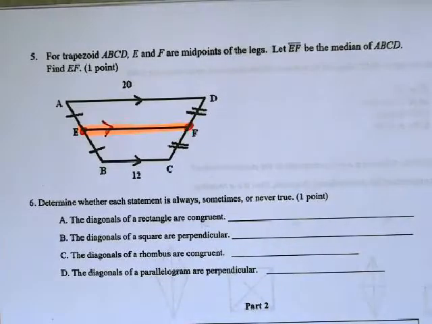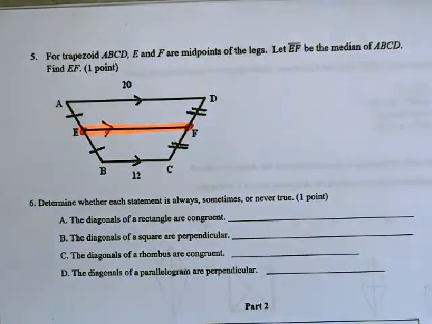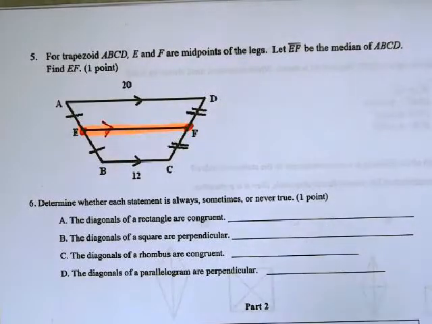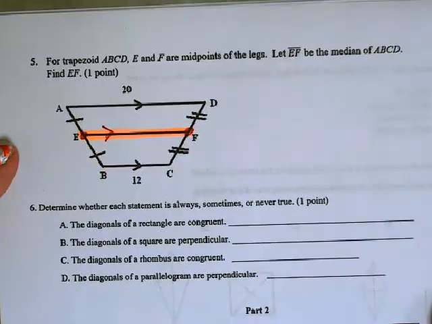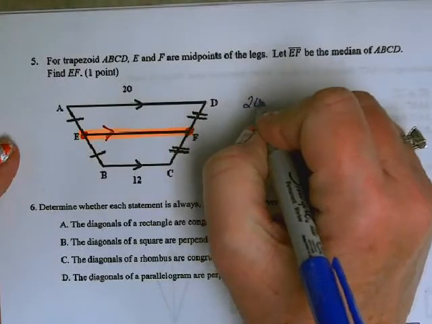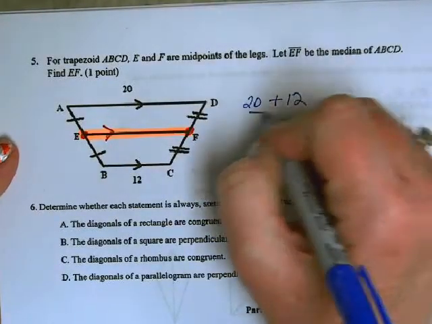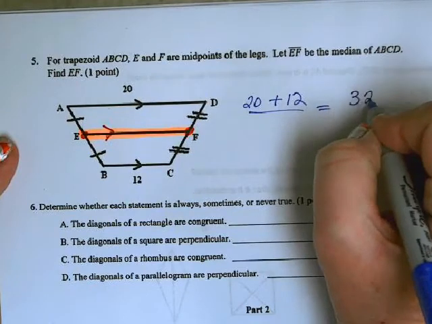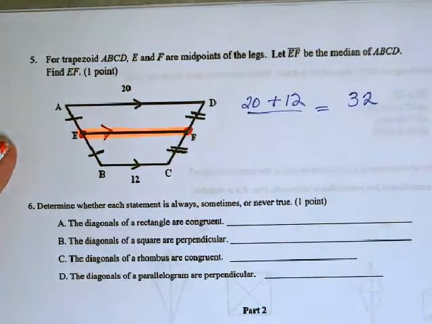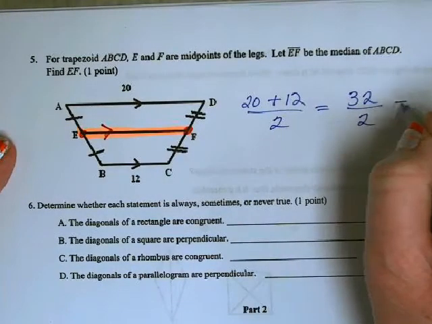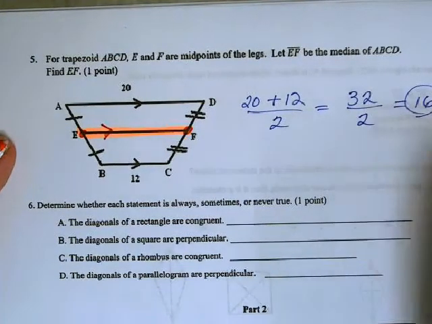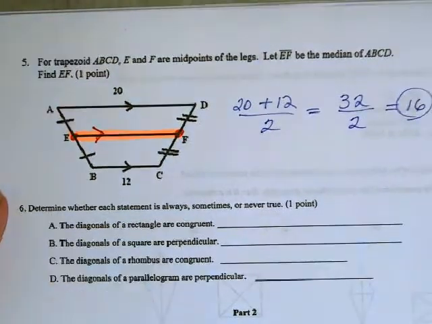And when you take the average of two numbers, it means you get a number that's smack in the middle of the other two numbers, okay? So how do you find the average of two numbers? Yeah, you just add the two numbers together and divide by 2. So if I take 20 plus 12 and add those two together, I get 32. And then once I add them together, if I divide by 2, then I get my average. So the answer to this is 16.